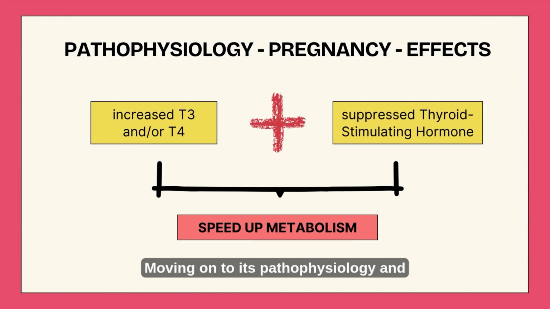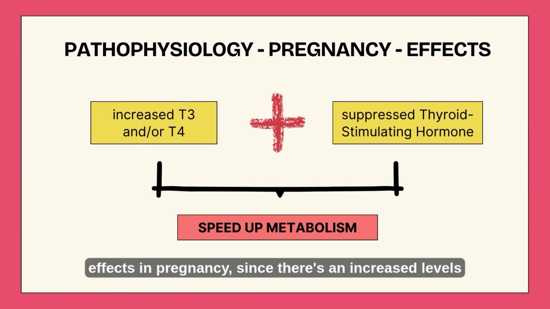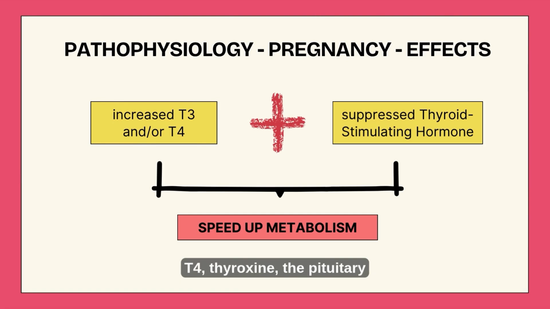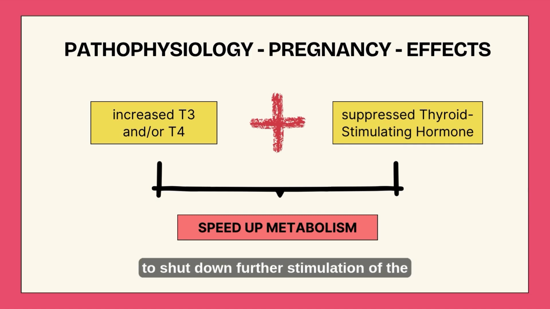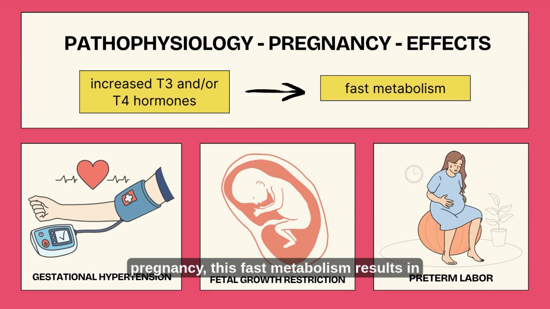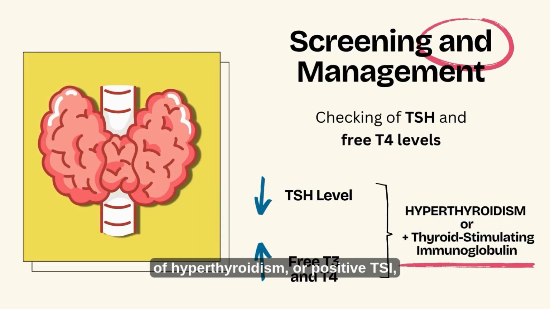Moving on to its pathophysiology and effects in pregnancy, since there are increased levels of T3, triiodothyronine, and T4, thyroxine, the pituitary gland senses high levels of thyroid hormones and tries to shut down further stimulation of the thyroid by reducing TSH production, thus suppressing the TSH level. This mechanism leads to sped-up metabolism. In pregnancy, this fast metabolism results in maternal and fetal complications, such as gestational hypertension, fetal growth restriction, low birth weight, and preterm delivery. Diagnosis of hyperthyroidism or positive TSI is confirmed with suppressed TSH and elevated free T4 or T3 levels.